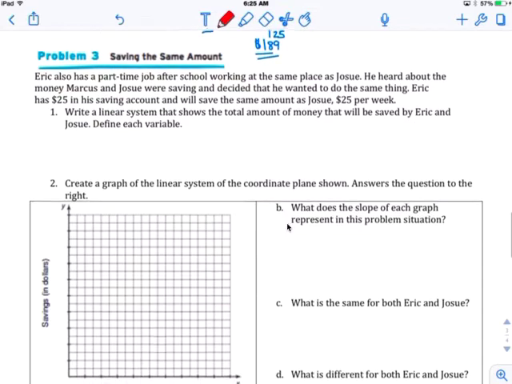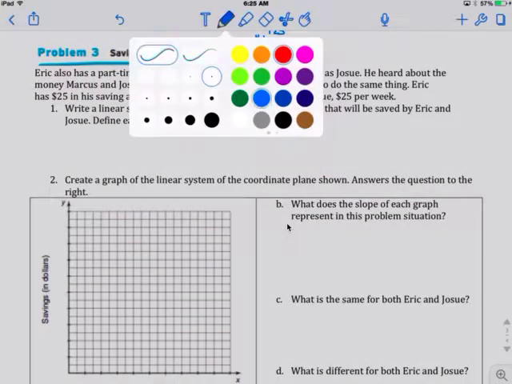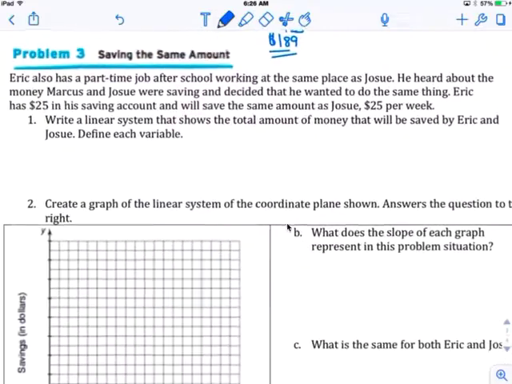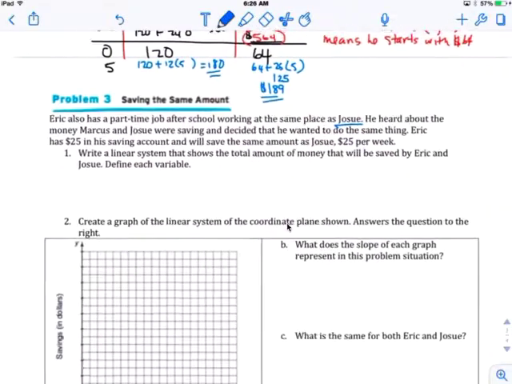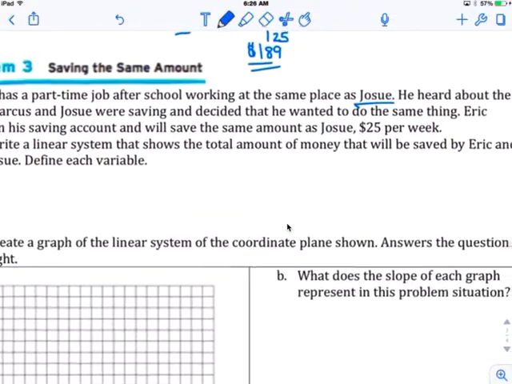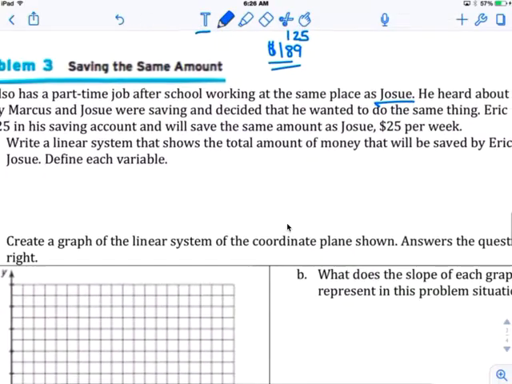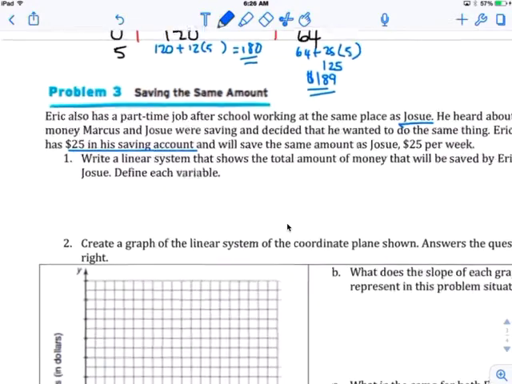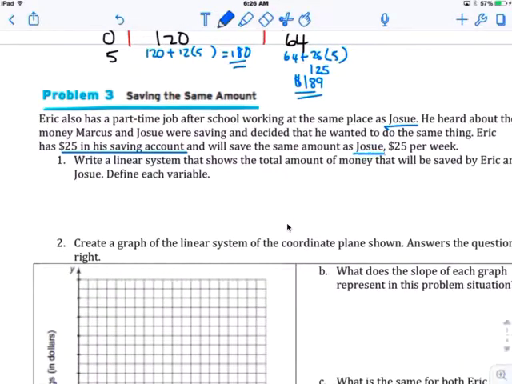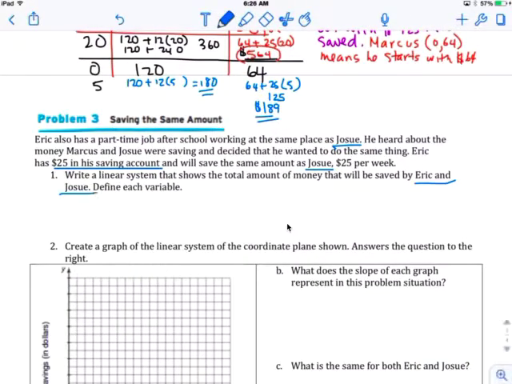Okay, and then problem 3. Eric also has a part-time job after school at the same place as Josue. He heard about money markets and Josue was saving and decided he wanted to do the same thing. Eric has $25 in his savings account and will save the same amount as Josue. So write an equation for Eric and Josue now, which is $25 per week.